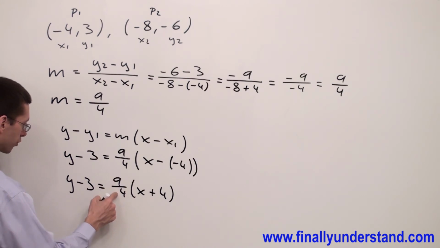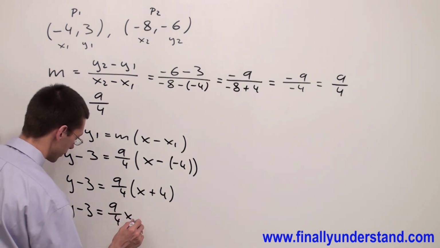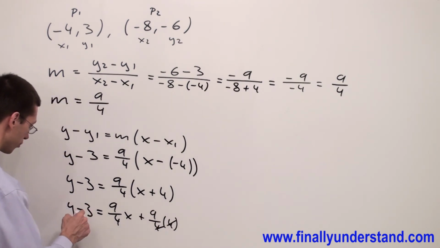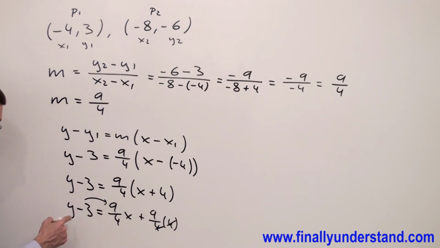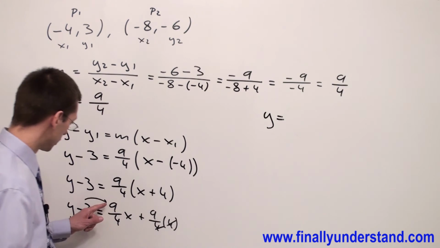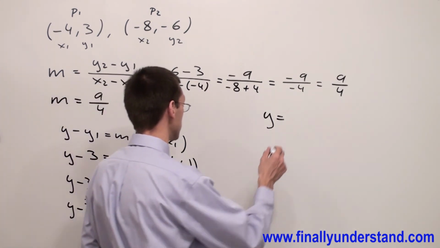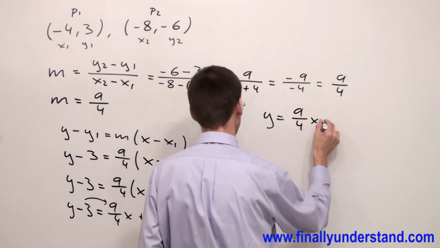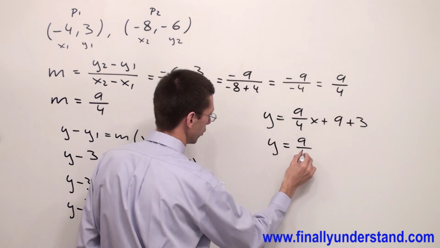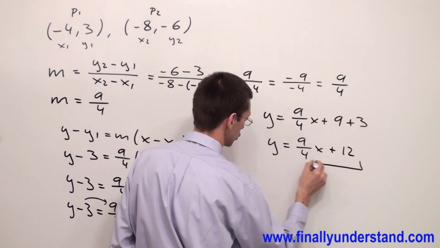Next, we're supposed to distribute 9 over 4 into the parentheses. So y minus 3 is equal to 9 over 4 x plus 9 over 4 times 4. 4 and 4 will cancel out, and I'm going to also move negative 3 to the right side because I have to solve this equation for y, and I'm going to have y equals 9 over 4 x plus 9 plus 3. So I have 9 over 4 x plus 9 plus 3. y is equal to 9 over 4 x plus 12, since 9 plus 3 is equal to 12. And this is the solution to my problem.